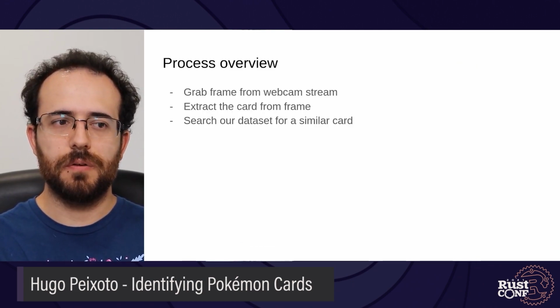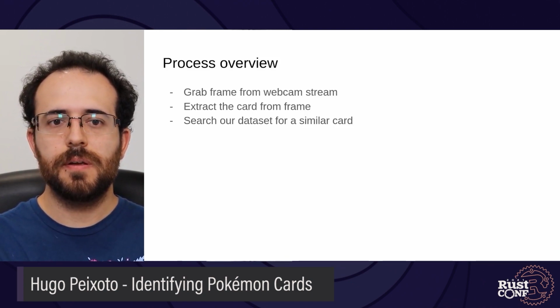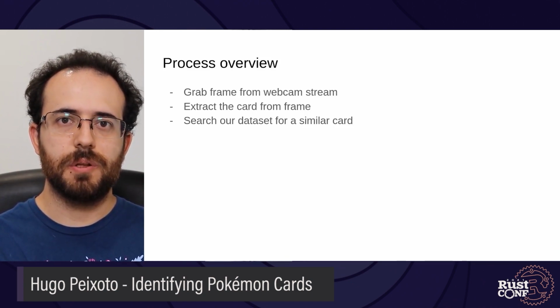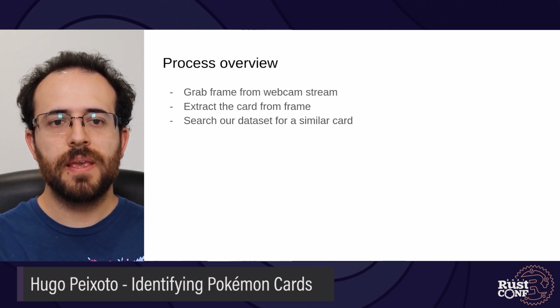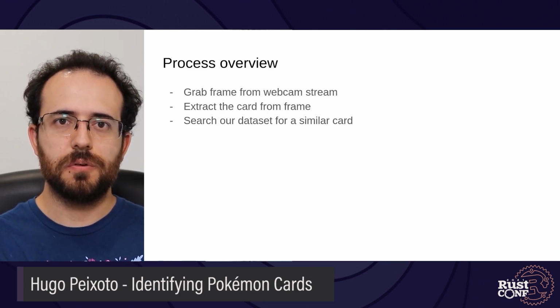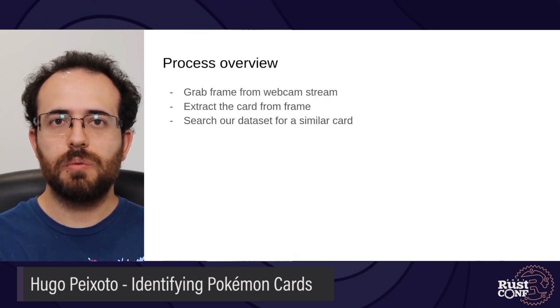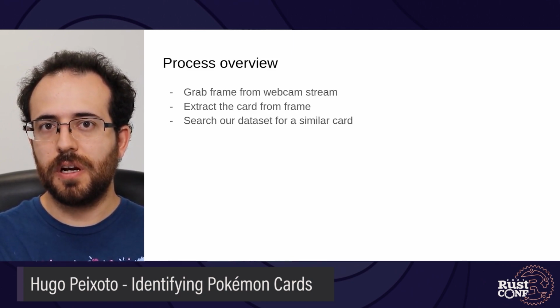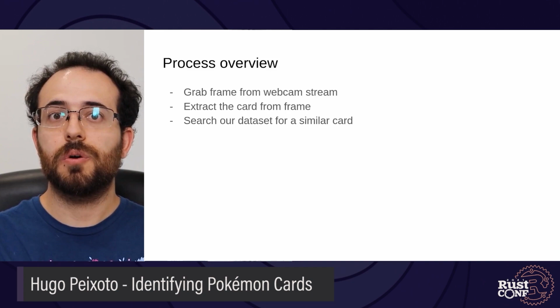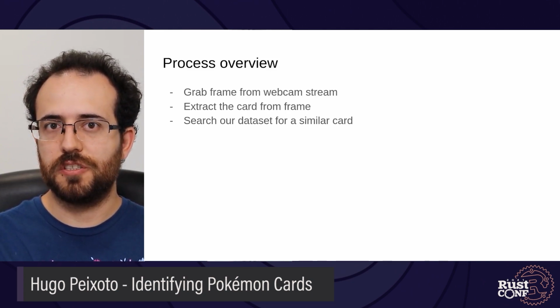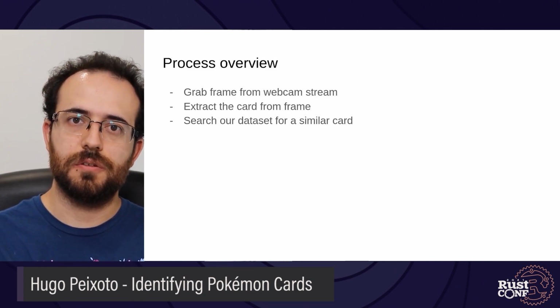Here's a very high-level overview of the whole process. We start by grabbing a frame from the webcam's video stream. Then we take that frame and we need to extract the card image from it. And finally, we go through a dataset of known cards and search for the one that's most similar to the card image we just extracted. And we add that to the database.